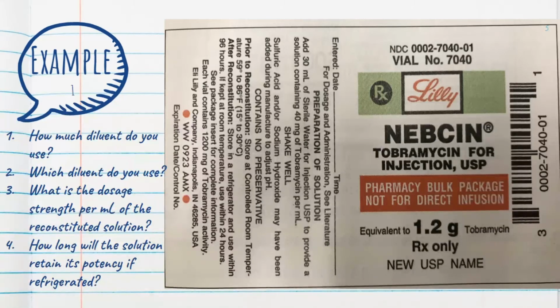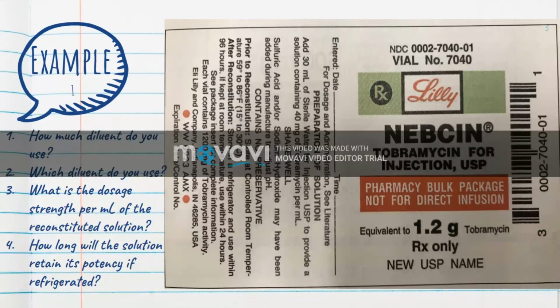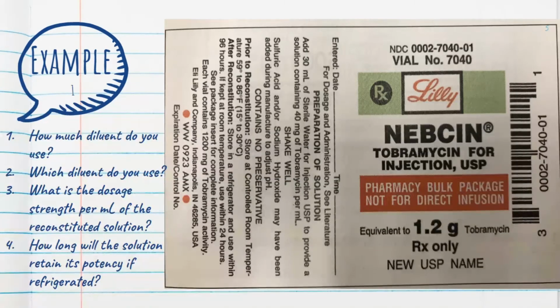So we have determined number 1, we use 30 mL. Number 2, we use sterile water. The dosage strength was 40 milligrams per mL. And then how long should this solution retain its potency if we put it in the refrigerator?